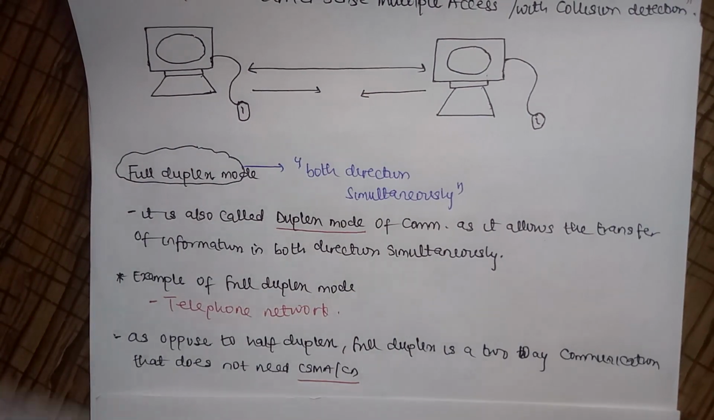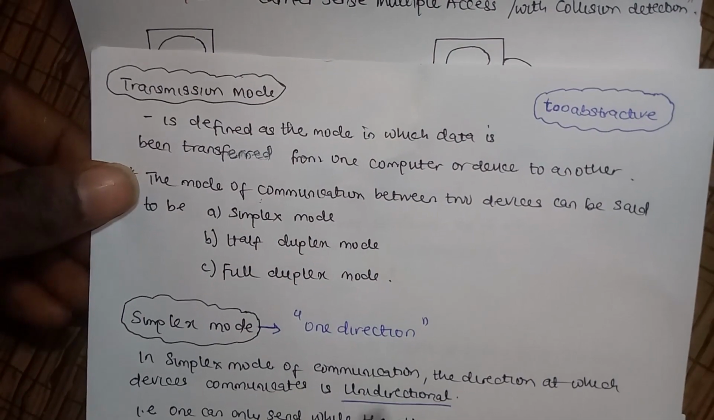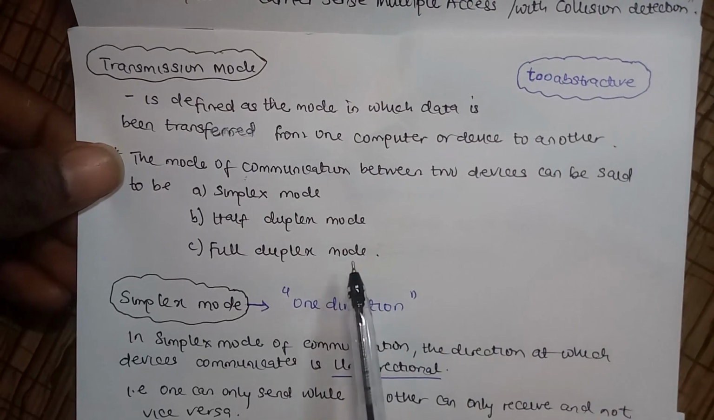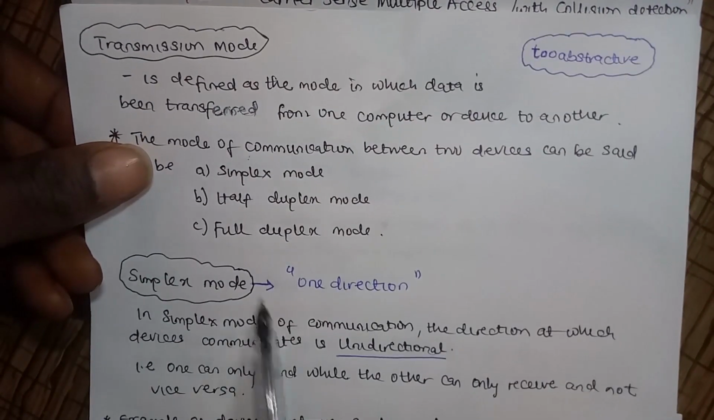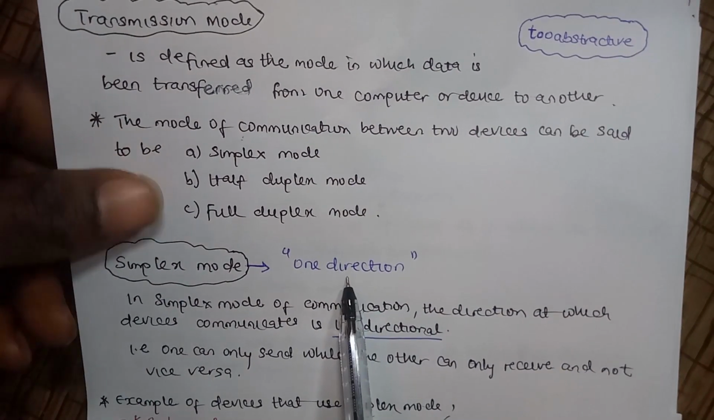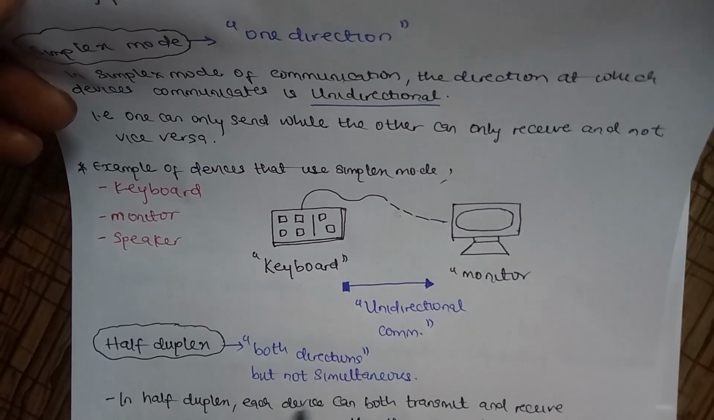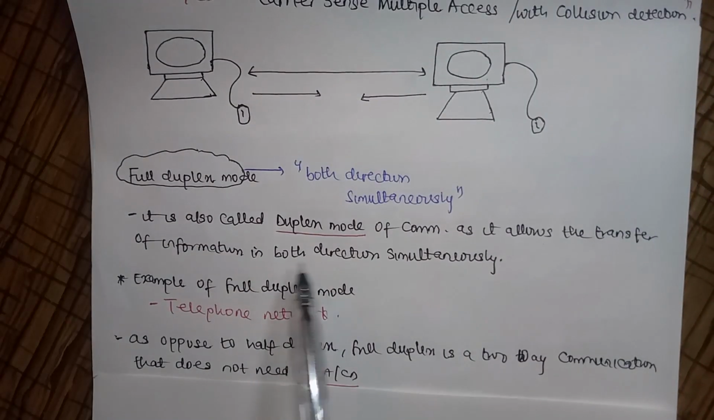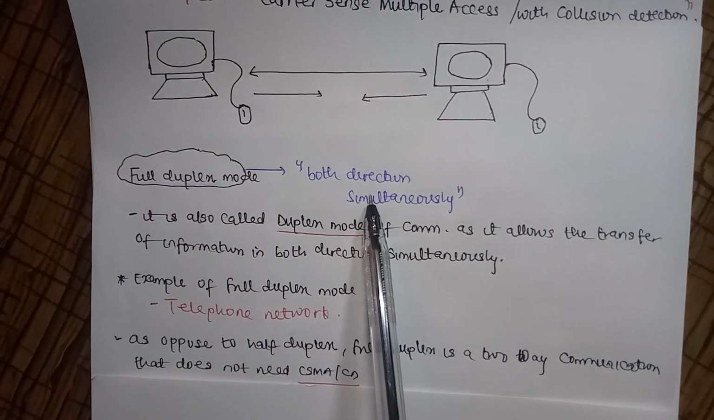So in summary, let's look at this once more. We see that there are three transmission modes: simplex, half duplex, and full duplex. The simplex mode deals with one direction, or unidirection, while the half duplex deals with both directions but not simultaneously. And lastly, full duplex deals with both directions simultaneously.